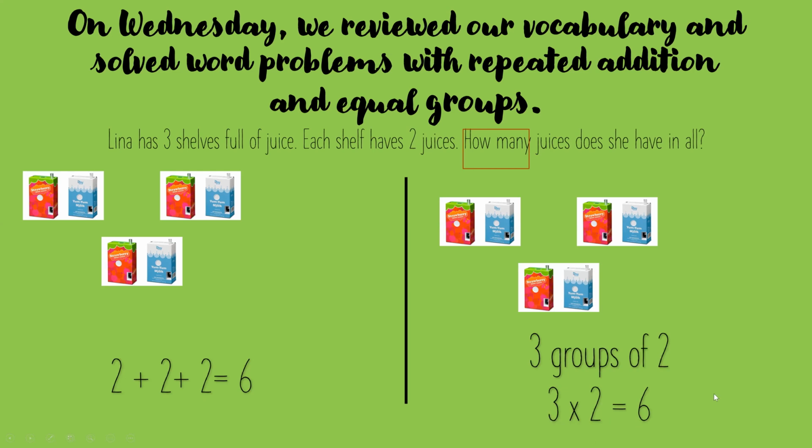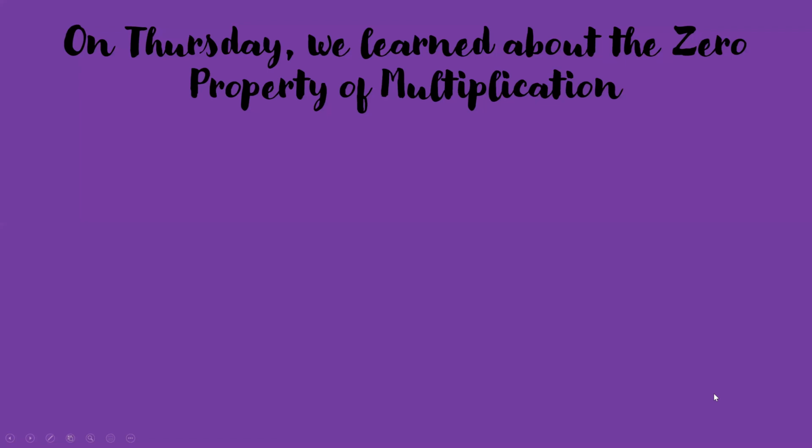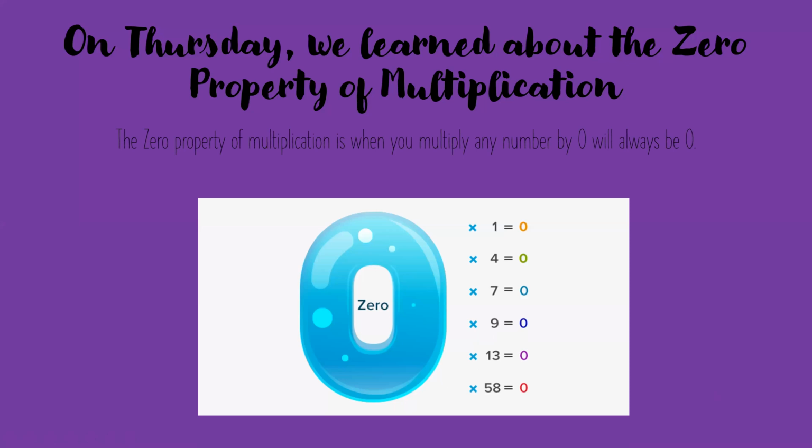Great job. On Thursday, we learned about the zero property of multiplication. The zero property of multiplication is when you multiply any number by 0, the answer will always be 0. So 0 times any number, your answer will always be 0.